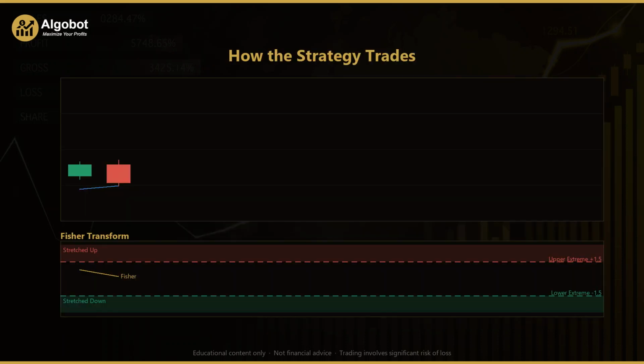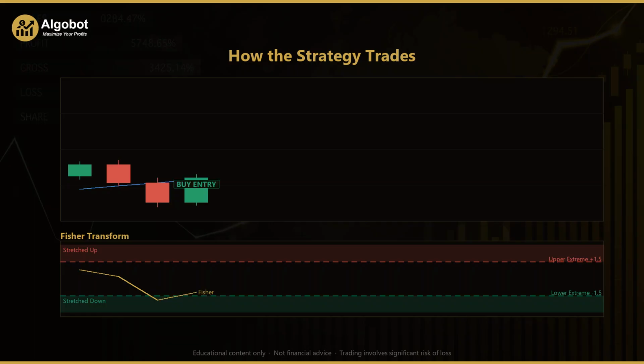Let's bring the whole strategy to life on a chart. On screen, you can see a series of candles with a blue line running through them. That's the slow trend moving average, set to a period of 100. Below the price, in the subpanel, is the gold Fisher transform line with 2 dashed levels, an upper extreme at plus 1.5 and a lower extreme at minus 1.5. Watch how the 2 work together.